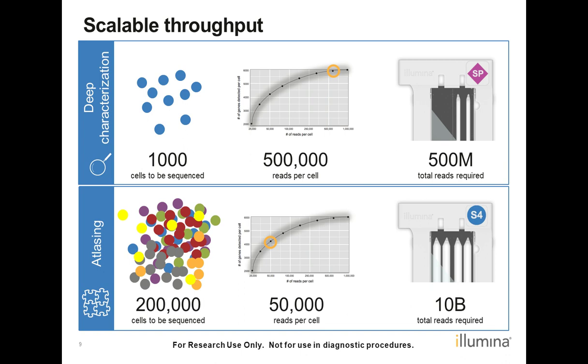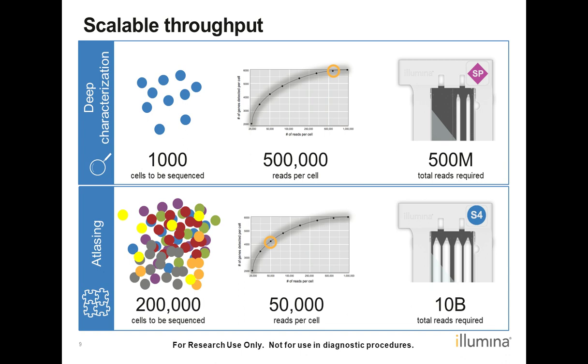We also want our systems to be as flexible as possible so that you can use the same system for multiple applications. Imagine, for example, that you want to deeply characterize a particular cell type, here depicted in the blue cell group, and that you want to see if there's only a single cell type or if it can be further subdivided. You have around 1,000 cells, and you sequence them to quite a high depth of 500,000 reads per cell. So the sequencing output for this study is 500 million total reads. And this is an excellent fit for the SP flow cell.